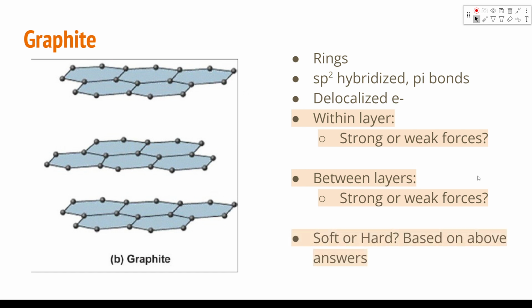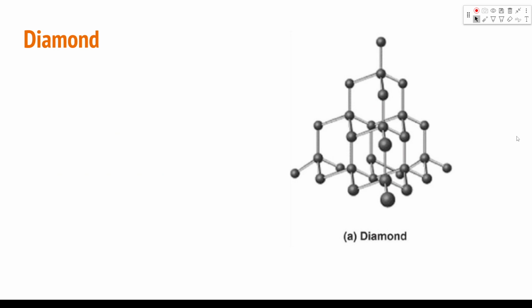Last thing, based off the two answers above, is this soft or is this hard? The answer is soft, because we have IMFs. That's it. Cool. Okay, diamonds.